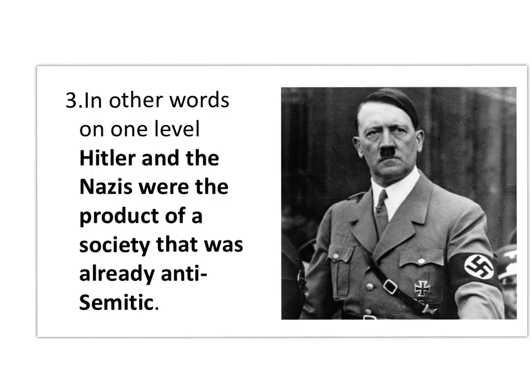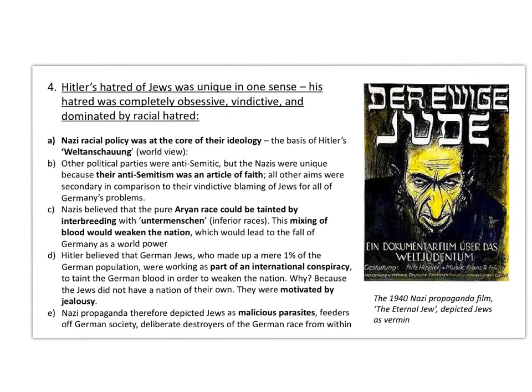So on one level, Hitler and the Nazis were the product of a society that was already anti-Semitic. But it was unique in one sense. Hitler's hatred of Jews, okay, his hatred was completely obsessive, vindictive, dominated by racial hatred. In other words, racial policy was at the very core of Nazi ideology, Hitler's worldview. Unlike many other political groups that use anti-Semitism to win support, Hitler's was obsessive. It was, to use a phrase, almost like an article of faith.